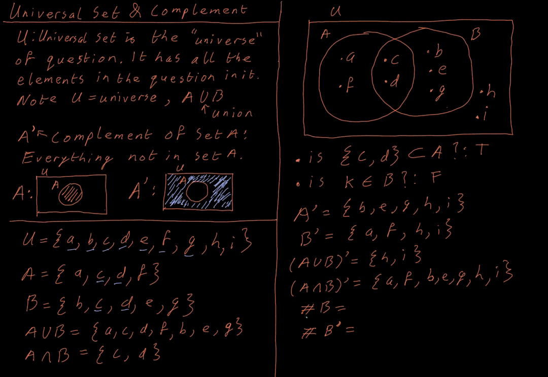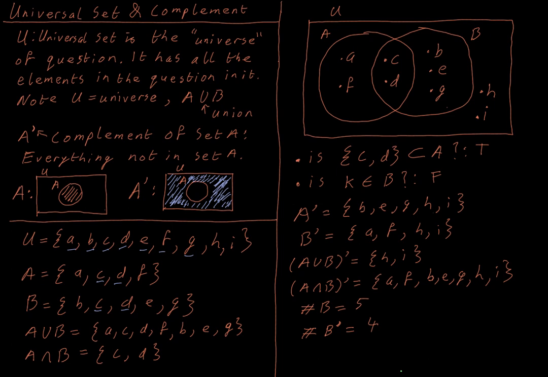Now, cardinal number of B: how many elements are there in B? Well, there are 1, 2, 3, 4, 5 elements in B. And this is not a set, this is us counting up how many elements there are in B. And then cardinal number of B complement would be how many elements are not in B. So everything that is not in B would be the complement of B. So we'd be dealing with A, F, H, and I. So 1, 2, 3, 4 elements are not in B.